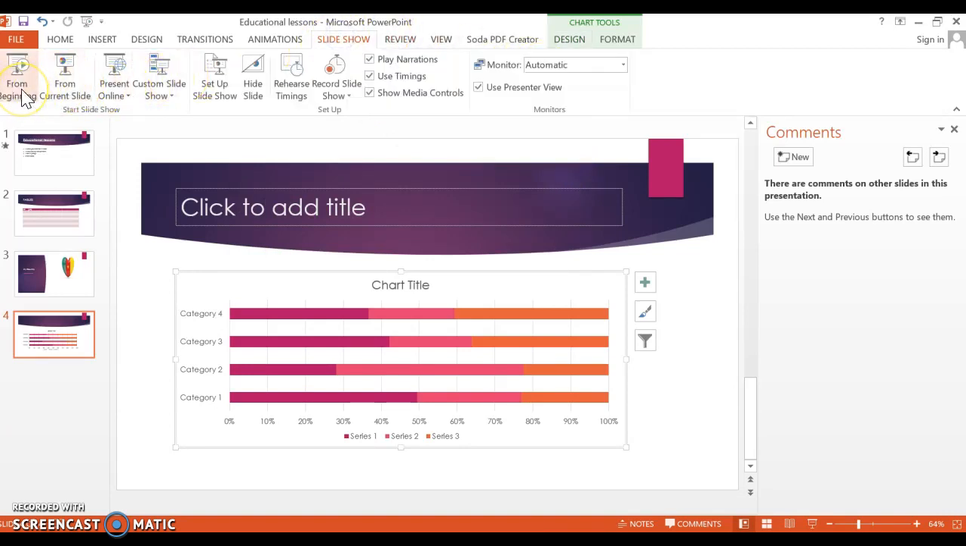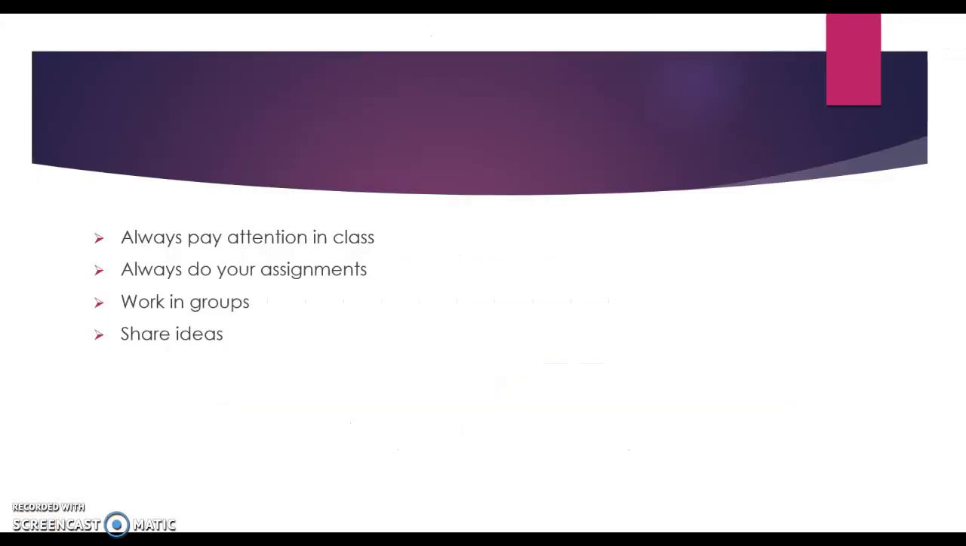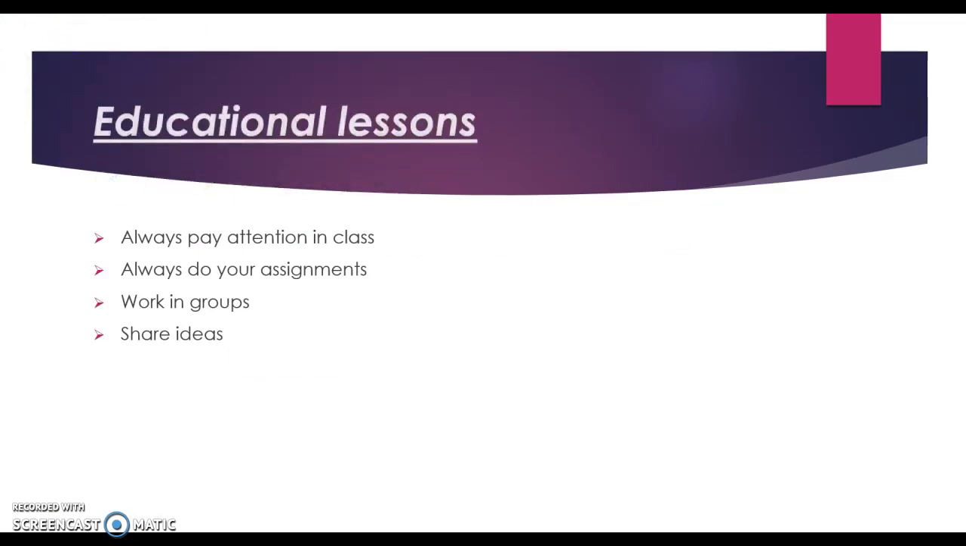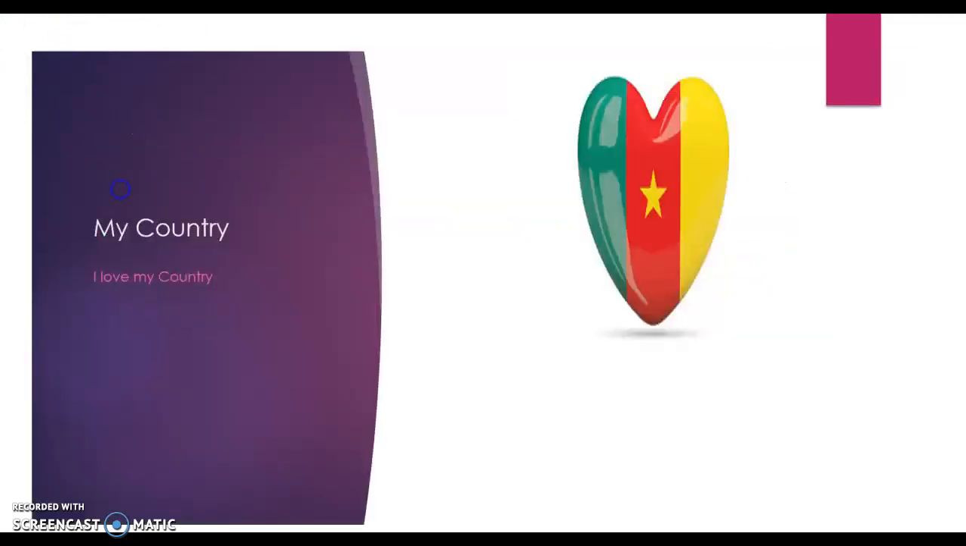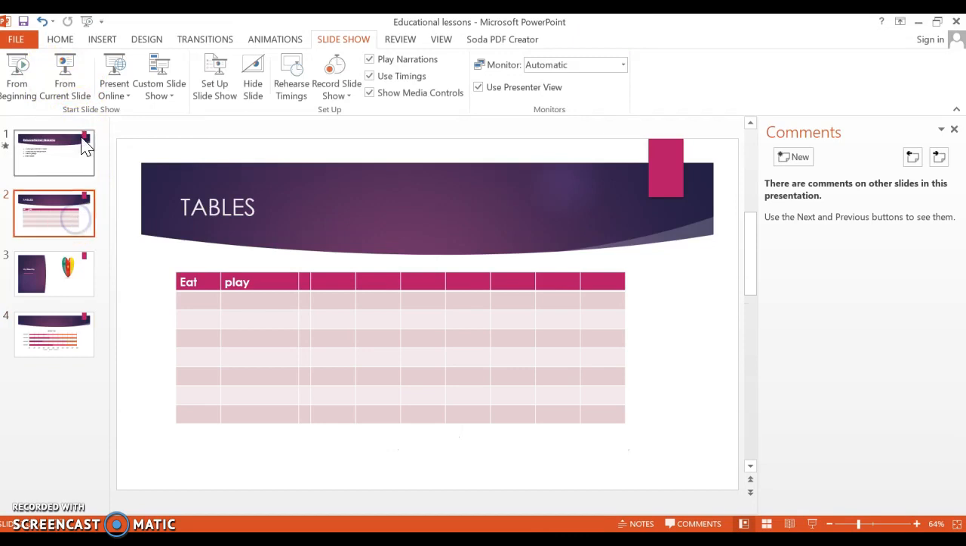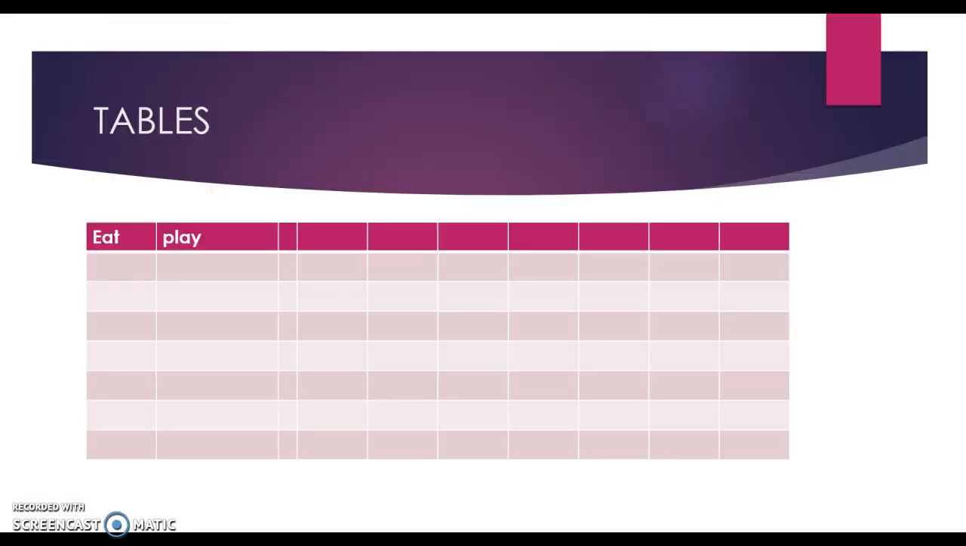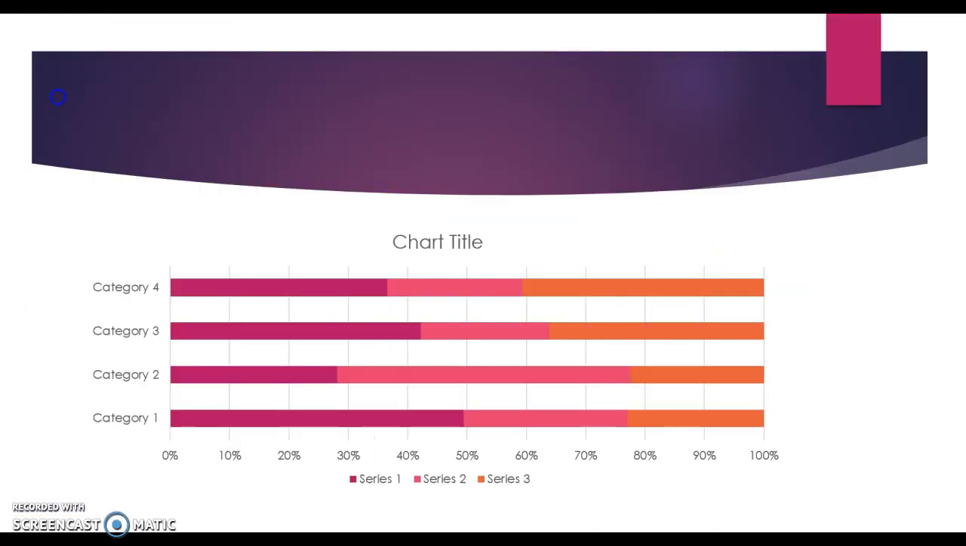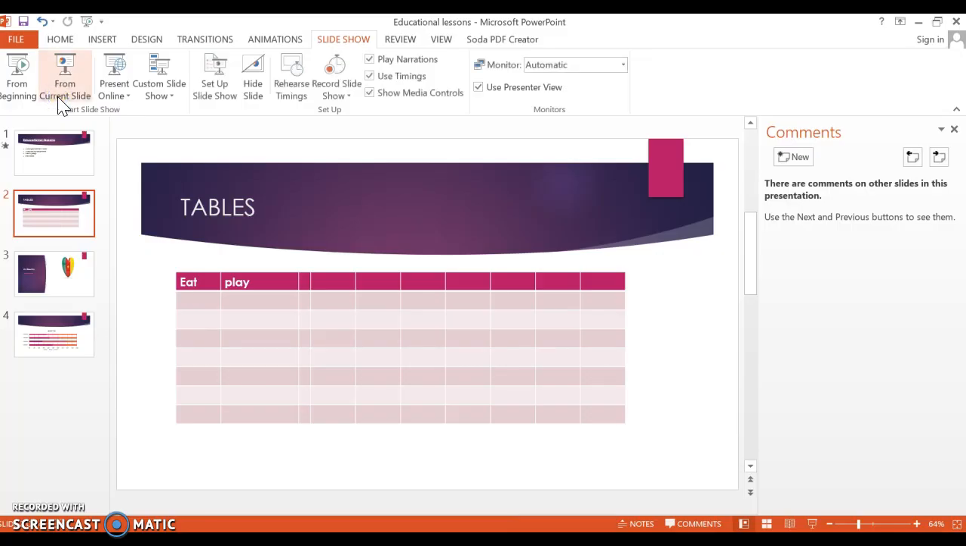That's if you want your slide to appear from the current slide or from the beginning, this is how it's going to appear, like this, as you have seen. And that's the end. But if you want it to appear from the current slide, for example, if we're on tables, it's going to start from tables. If you don't want the first slide to show, you're going to choose from where you want it to start showing. It all depends on what you want.